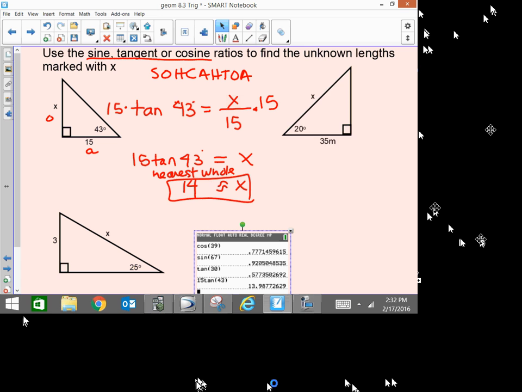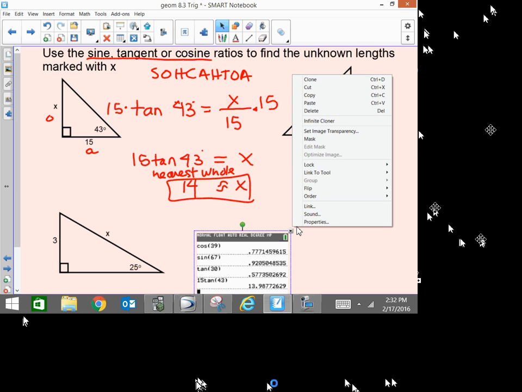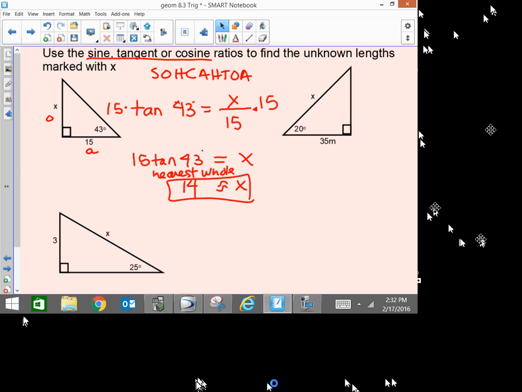All right, let's do this one. Again, we have a 35 m, which is just a meter, a unit. We have a 20-degree angle, and we have an x here. So we're going to use 20 because it would be silly not to. We could use 70, but why?